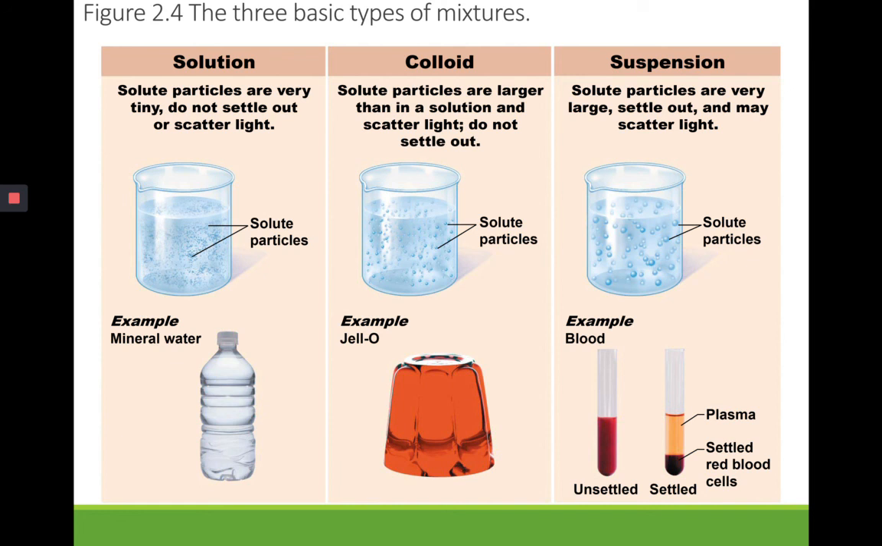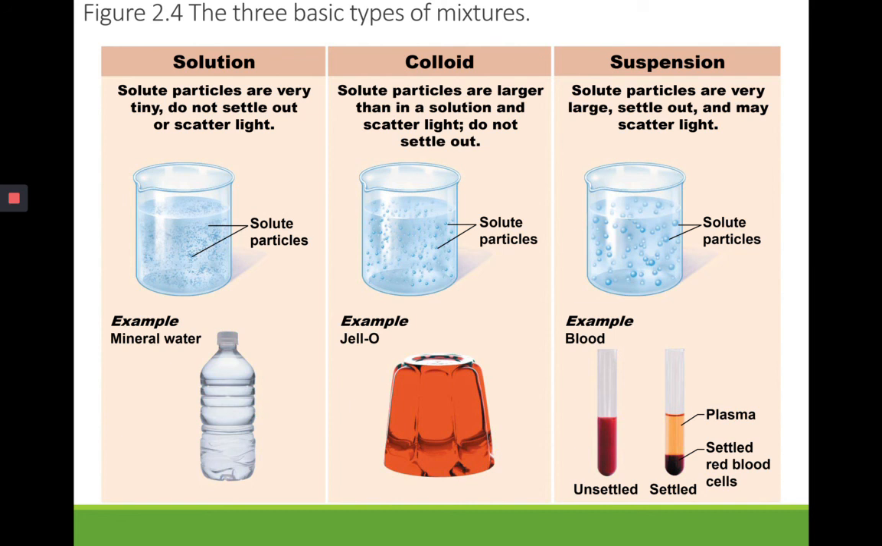A colloid has slightly larger solute particles. They don't settle out, but you might be able to see them. A good example is Jello. You're not always able to see the solute particles in a colloid. For example, the Jello was made by mixing sugar and other granules together with water in order to make a gel-like solution. A lot of the times colloids are going to be gel-like. An example of a colloid in the human body is the cytoplasm of cells, specifically the cytosol part, which is jelly-like and holds organelles.